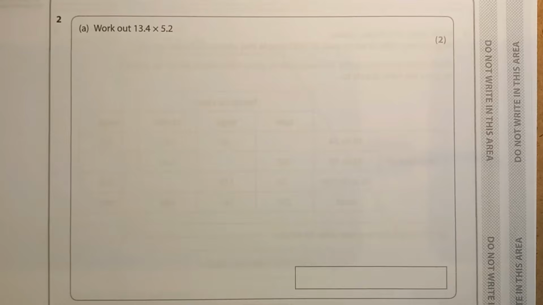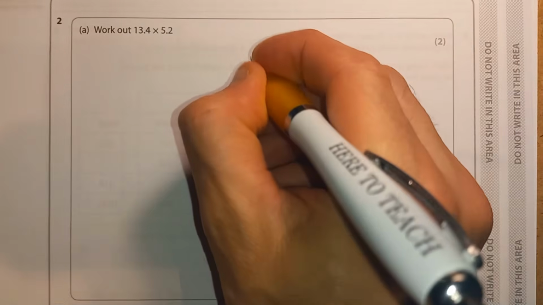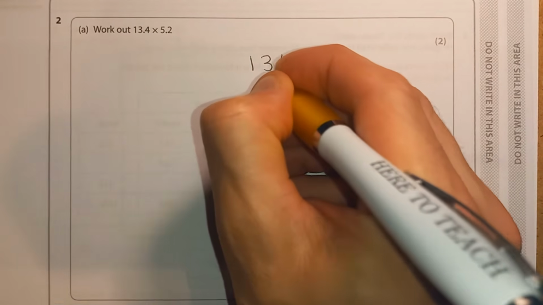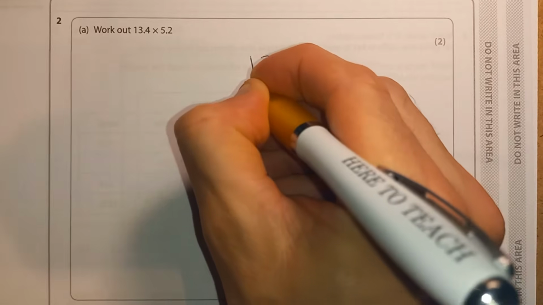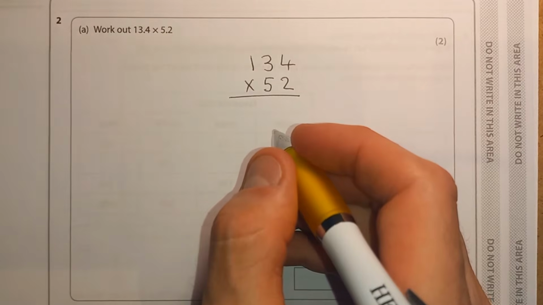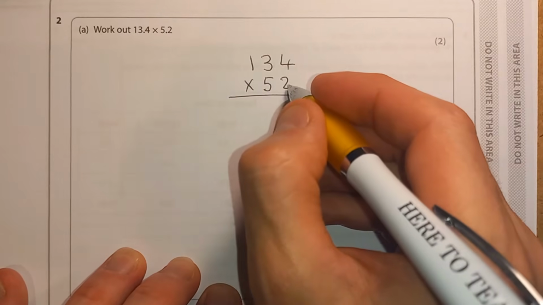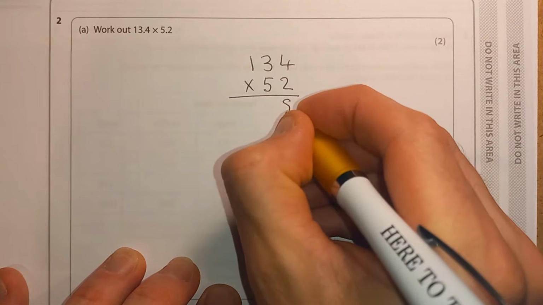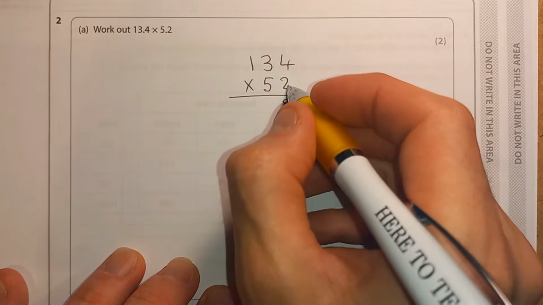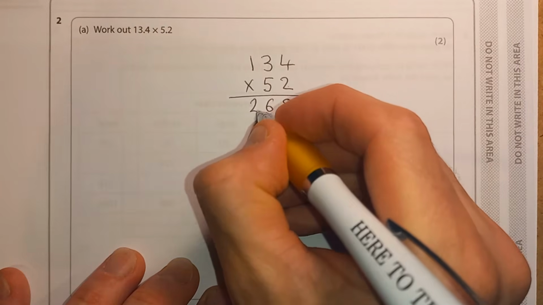Question 2. Work out 13.4 times 5.2. Okay, so we're going to do this using the column method. So 1, 3, 4, 5, 2. I'm completely ignoring the decimal point for now. We're going to add that back in later on. So we're going to start off with the units. So we're going to do 2 times 4 is 8. Now 2 times 3 is 6, and 2 times 1 is 2.